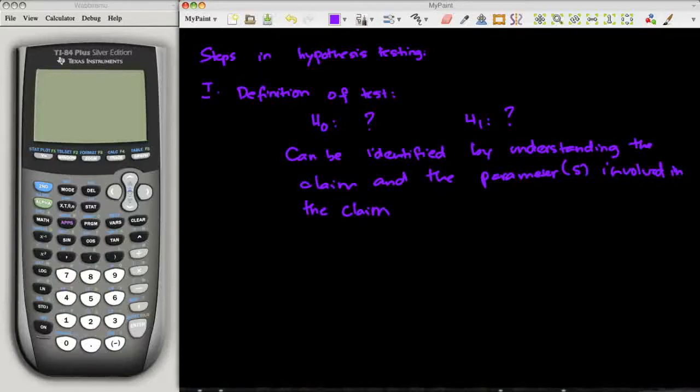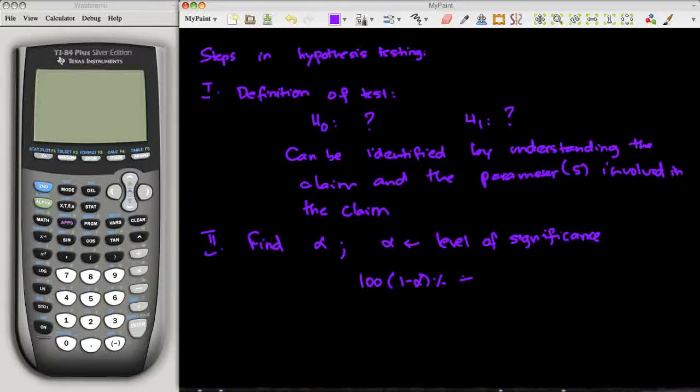And step 2 is to find alpha, and alpha is usually 0.05, 0.01 or 0.1. So alpha is known as the level of significance, and if you know the level of significance, you can do 100 times 1 minus alpha percent to find the level of confidence.